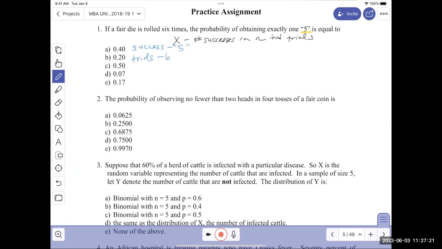And so it looks like a binomial. If I can identify x, n, p, and k, I have a binomial problem to solve. So x can be either 0, 1, 2, 3, 4, 5, or 6 successes. N we said was 6 trials. What's the probability of a 5 each time I roll the die? So let's define that. P is the probability of success.